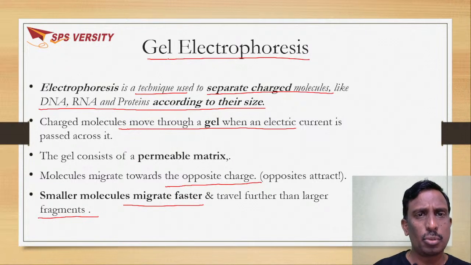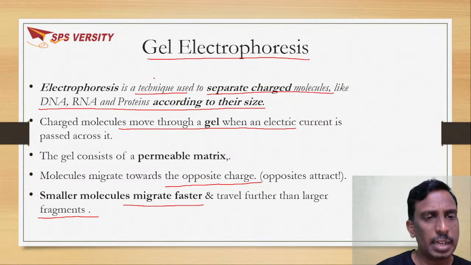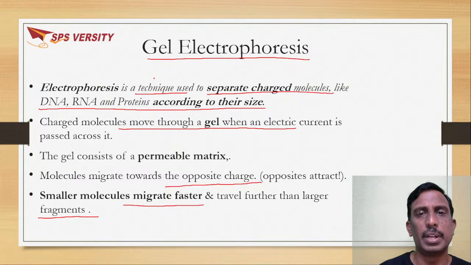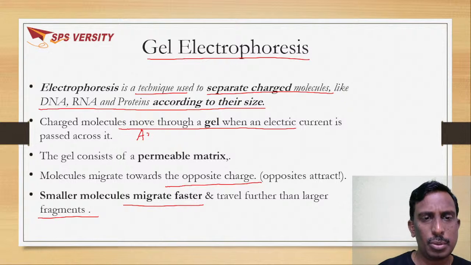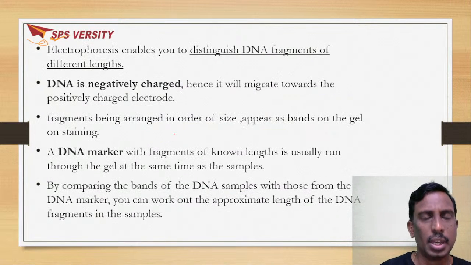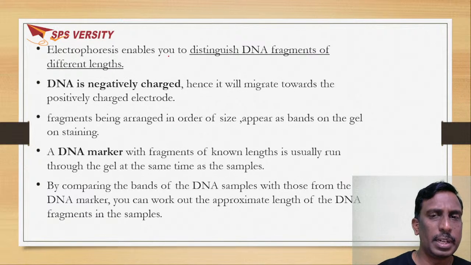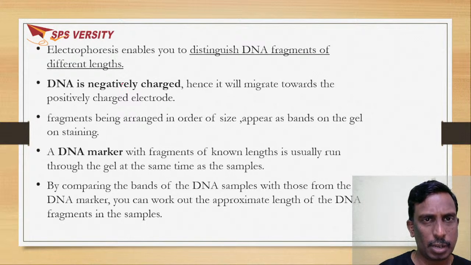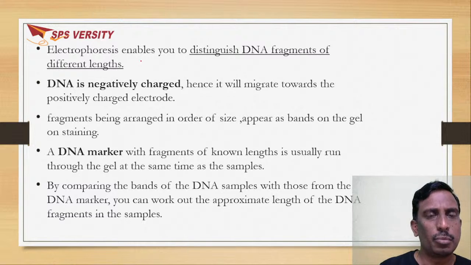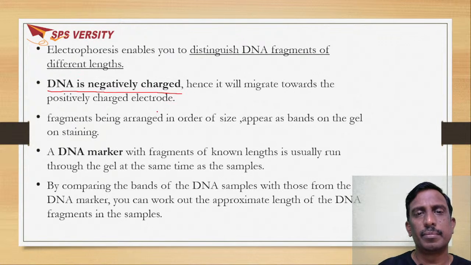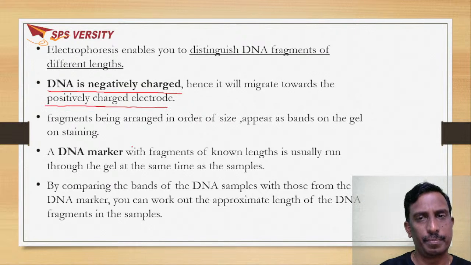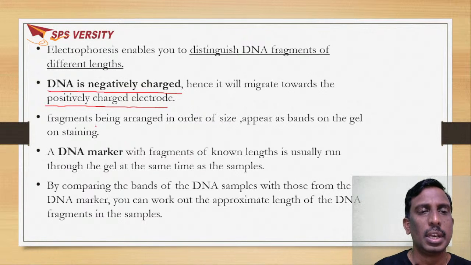That is, gel electrophoresis is used to separate charged molecules like DNA fragments, smaller fragments and larger fragments. They can be separated. The gel used here is agarose gel, which can be used to separate the DNA fragments. So this electrophoresis is used to separate DNA fragments according to their length. According to their length means all small fragments will come to one end, larger fragments will be at the other end. DNA is negatively charged, hence it always migrates towards the positive electrode. And during this electrophoresis, fragments are arranged in order of size, which appear like bands.